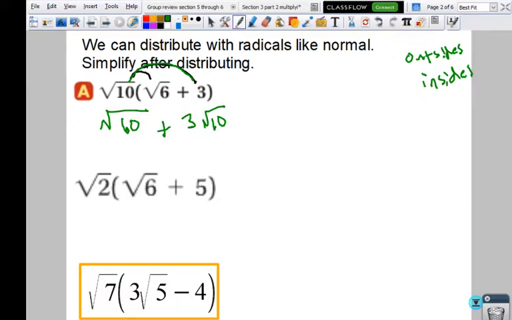Alright. So we've gone through and distributed, but I need to see if I can add these together like our warm-up. So let's see if we can split these apart a little bit. For example, what is 60? 6 times 10, right? But 6 is really 2 times 3, and 10 is really 5 times 2.